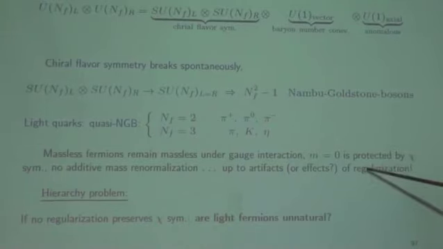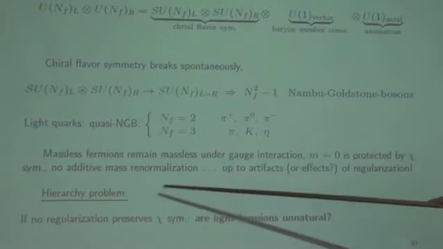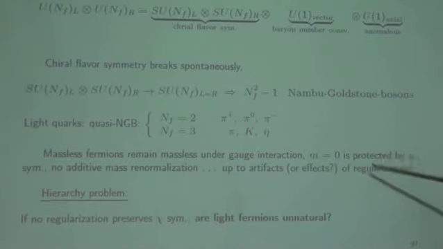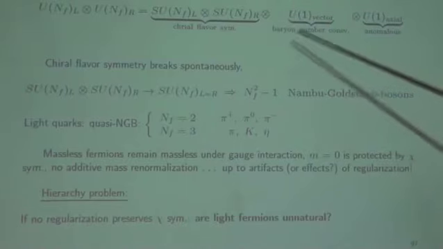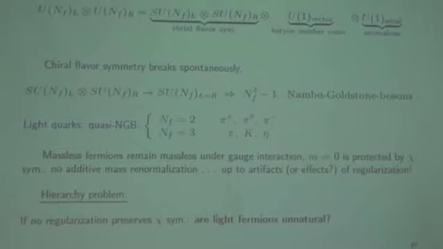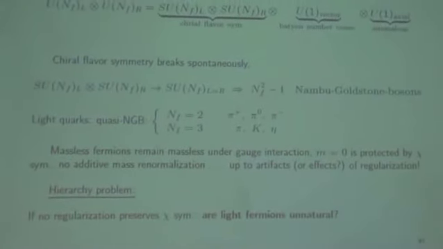So if there is no regularization that preserves the chiral symmetry, then we have a hierarchy problem. Then we have the problem, why are light fermions actually observed in nature? So if we do not find any regularization which preserves the chiral symmetry, then it would be very unnatural to expect light fermions at all, because they naturally get their mass renormalized to the cutoff scale of the system.